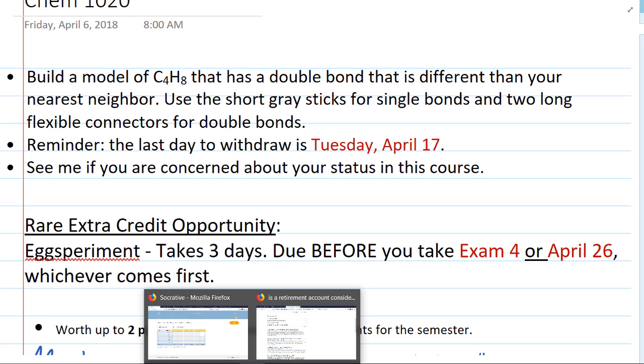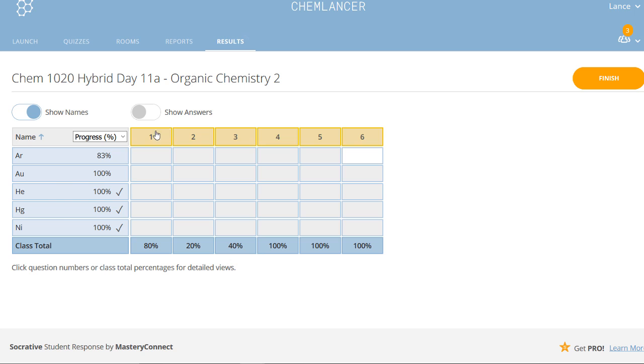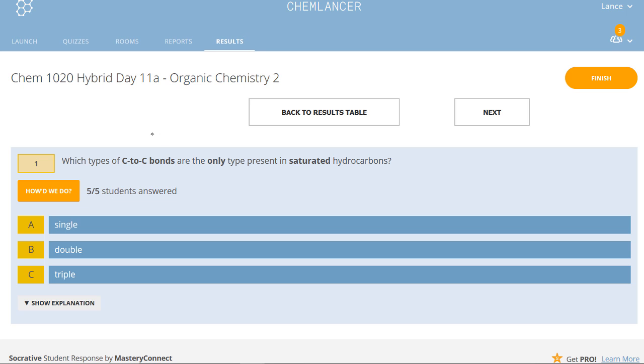All right, next up we have our Socrative app questions. Let's take a look at these really quick. We'd like to know which types of carbon-to-carbon bonds are the only type present in saturated hydrocarbons. Those are single bonds.